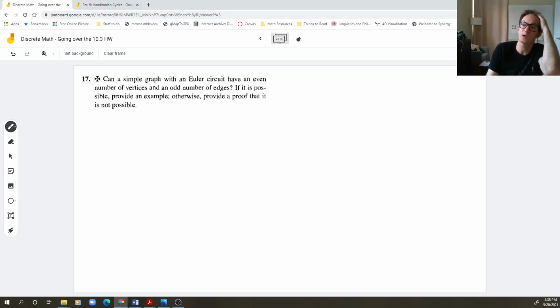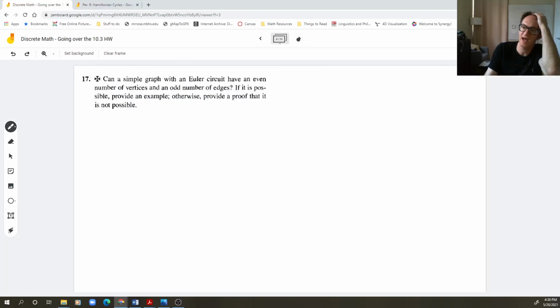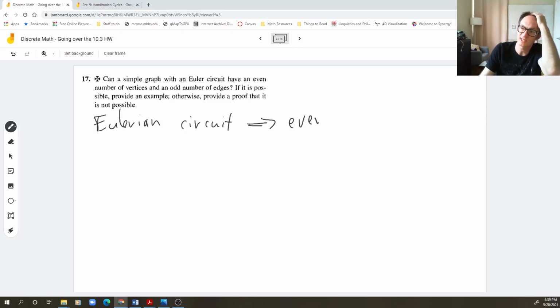Why? Well, okay. So what do I know? I have an Eulerian circuit. What does that mean? That means, conclusion, every vertex has even degree. Every vertex has even degree.